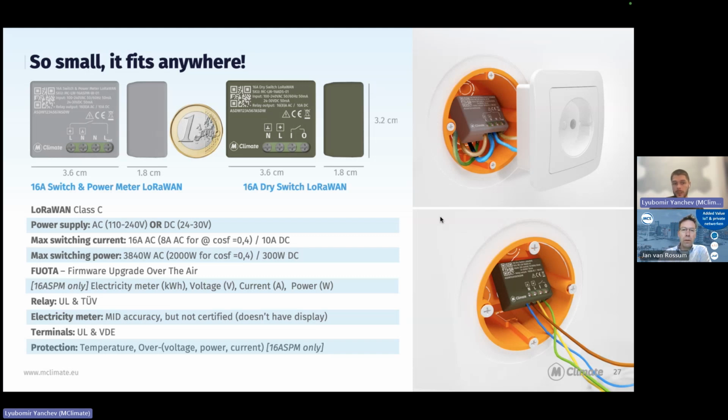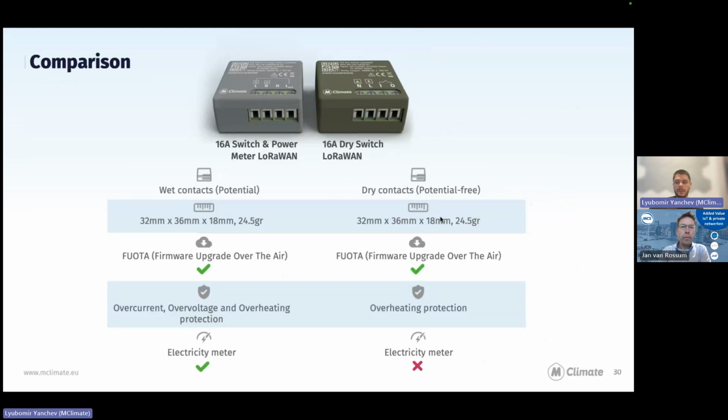Both products have over temperature protection, meaning that if you have not screwed the terminal well enough and there is increased resistance, the device is going to see it and power off the appliance based on the temperature. It's set at 85 degrees, which even for 16 amps, the maximum, is hard to achieve. The 16 ASPM also measures the voltage, the power, and the current, and you can set different protections based on those. But just to reiterate, both devices look the same. They have the same size. Both devices have firmware upgrade over the air.